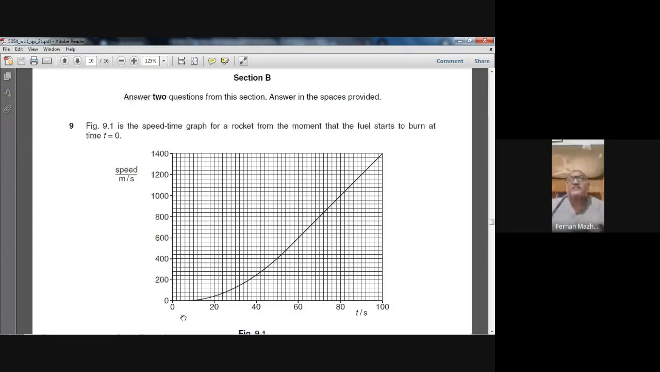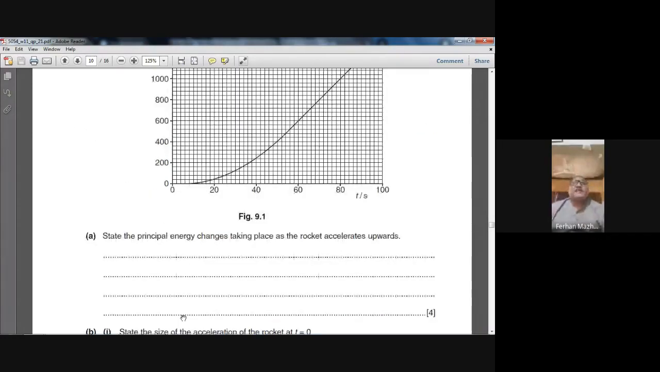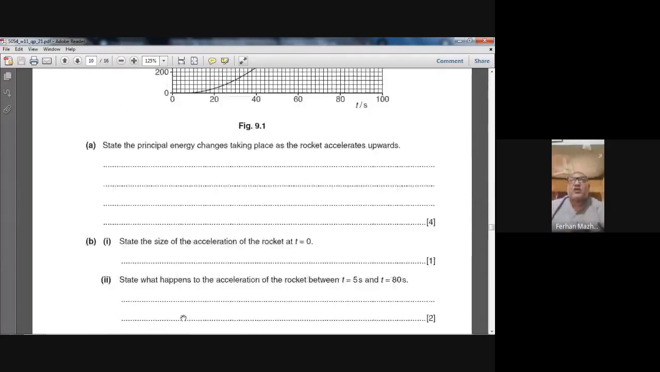So let's start. The first question is: state the principal energy changes taking place as the rocket accelerates upward. It's a very important sentence: the rocket is going upward and it's accelerating.